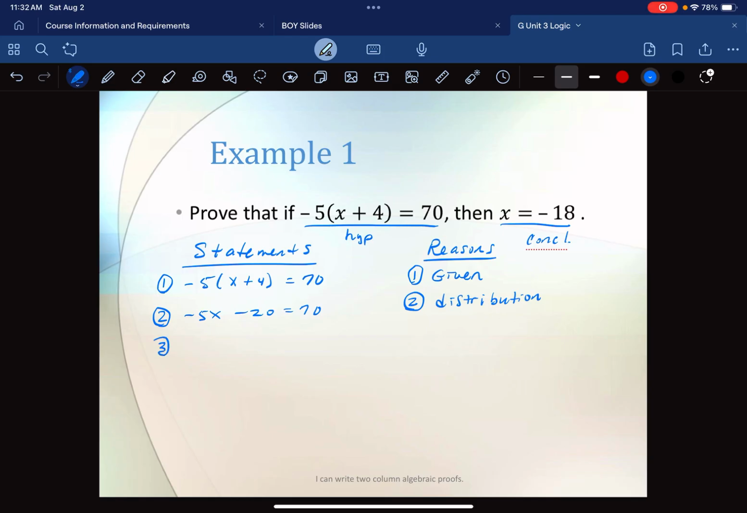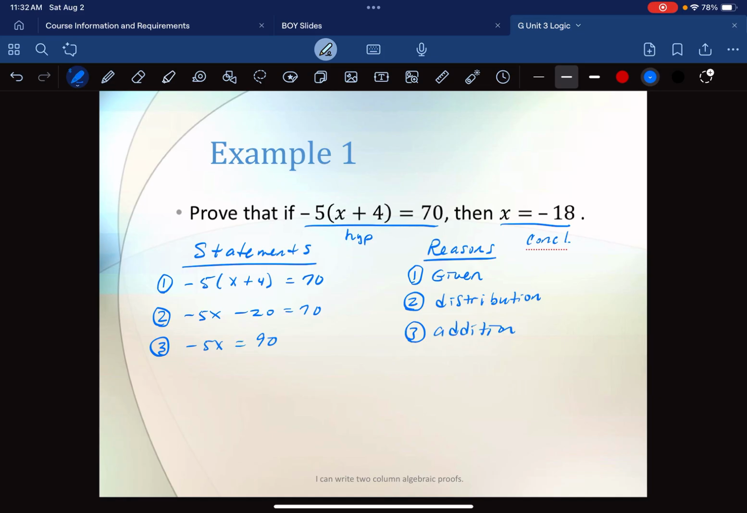So the next thing I'm going to do, well, I've got to get this x by itself. I've got a negative 5 times x, and I've got a minus 20. Well, you know to move the minus 20 first by adding 20 to both sides. So I'm going to go with negative 5x equals 90. Because if I add 20 to 70, I get 90. And so what did I just do? I added something. So I used addition.